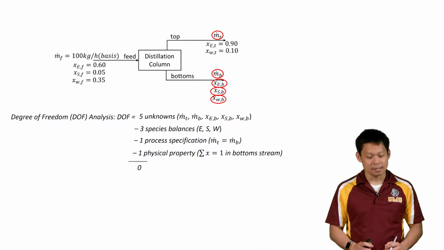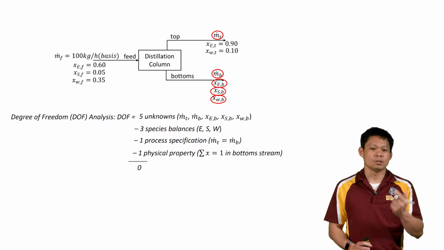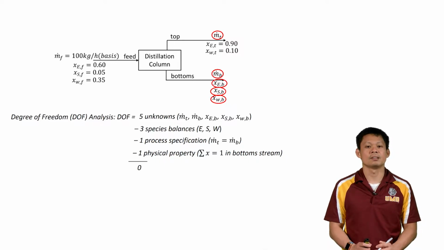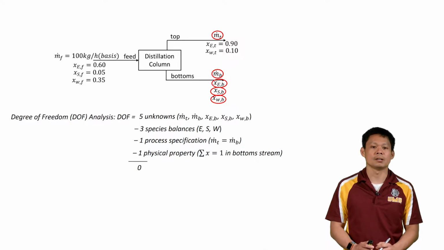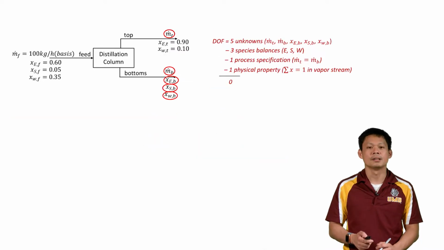Degree of freedom tells us that we have these 5 unknowns that will be able to be solved for by writing 3 balances, using the process specification given, and using the physical constraint that we have, that the sum of x has to be equal to 1 in the bottoms. So now let's go ahead and start to solve this problem.